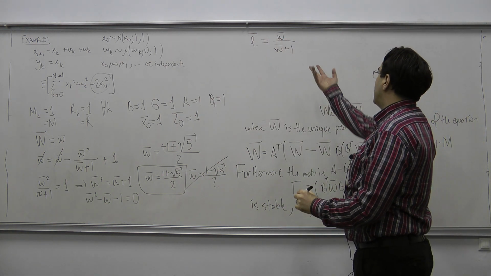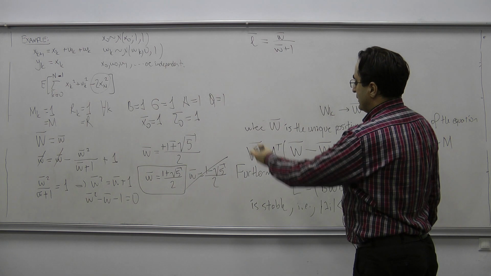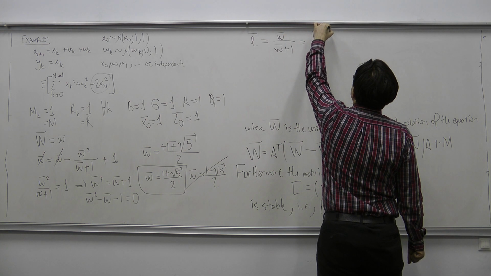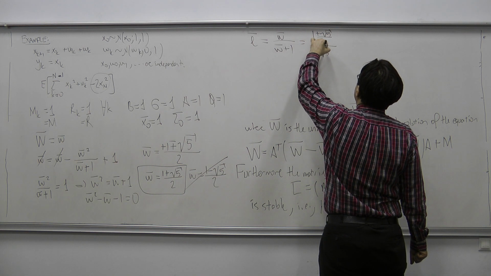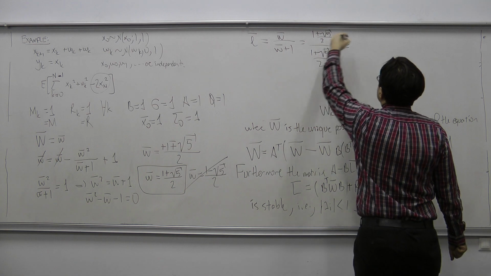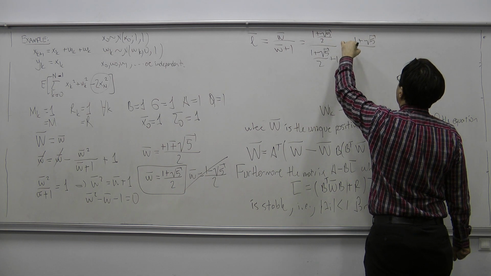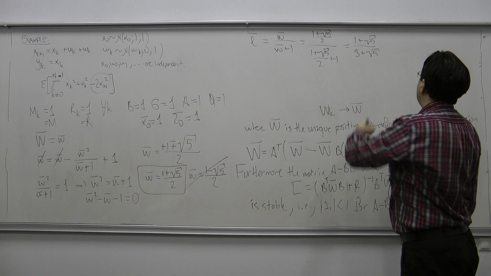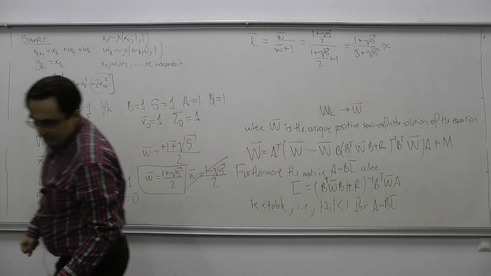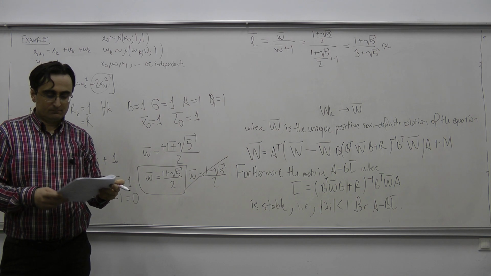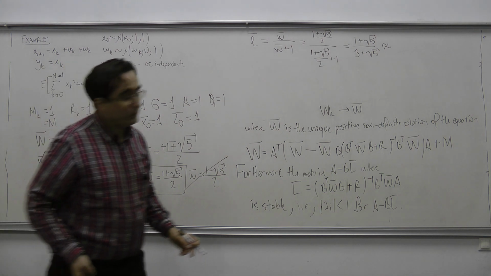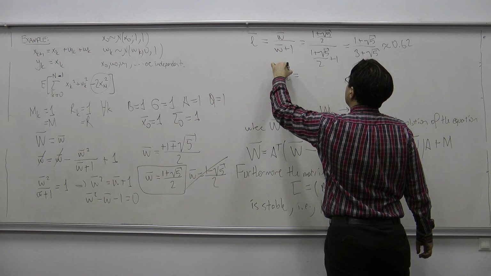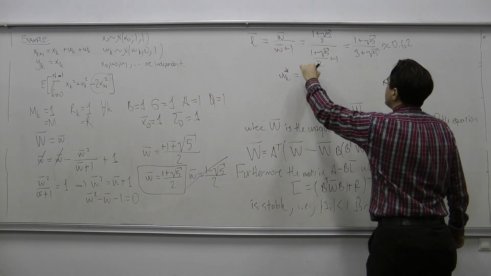That is my steady-state feedback gain, and all I have to do is substitute that W bar value. So (1 plus square root 5 over 2) over (1 plus square root 5 over 2 plus 1), and that is going to be 1 plus square root 5 divided by 3 plus square root 5. And this turns out to be approximately 0.62.